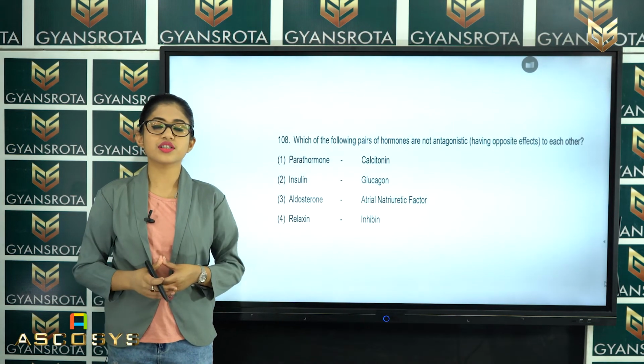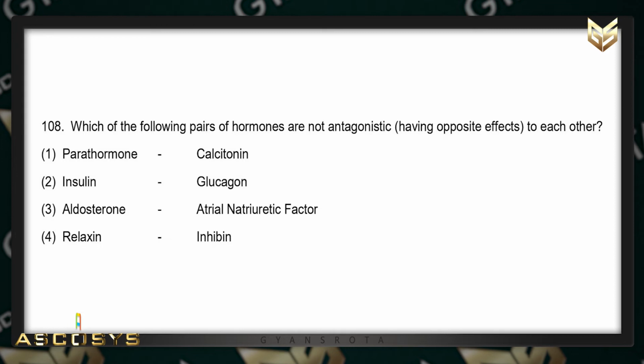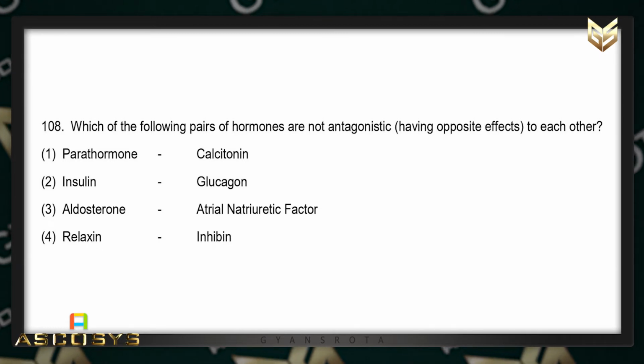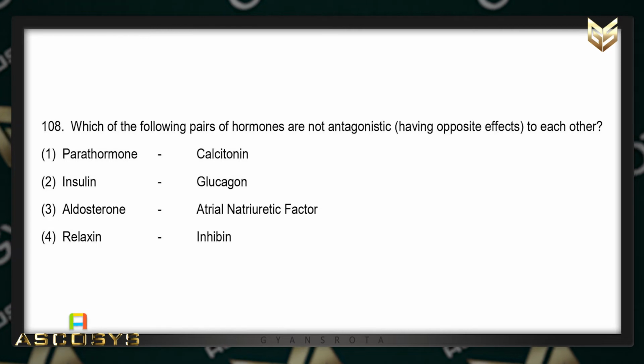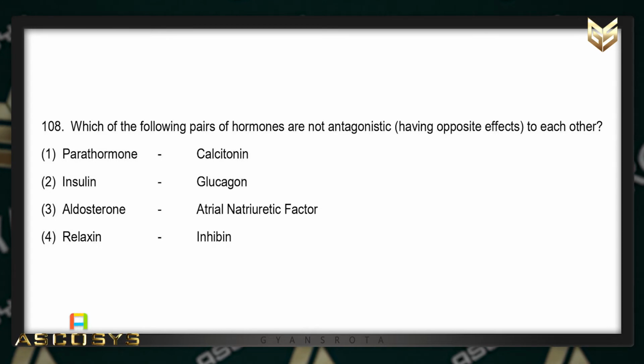Now, the next question is question number 108. Which of the following pairs of hormones are not antagonist? That means having opposite effects to each other. Parathormone, that is calcitonin, then insulin, that is glucagon, and aldosterone is matched with the atrial natriuretic factor, and the relaxin is matched with inhibin.